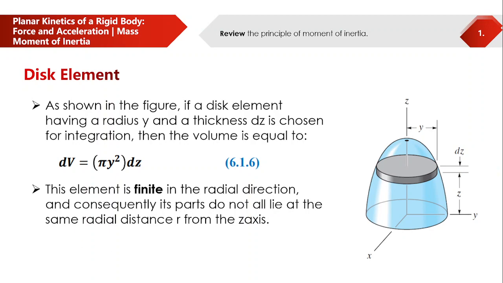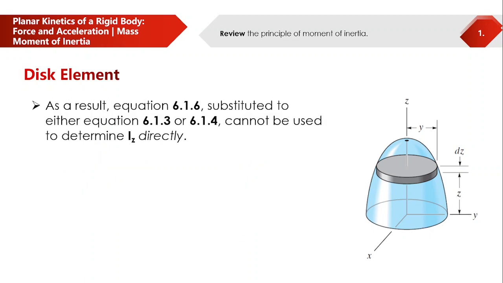Now, how do we solve it using integration? You can use the disk element. The process is the same, since we already have the differential volume for our disk element. Then we can solve for the moment of inertia about the z-axis. As a result, equation 6.1.6, we substitute pi y squared times dz into I equals the integral of r squared dm, or dv.